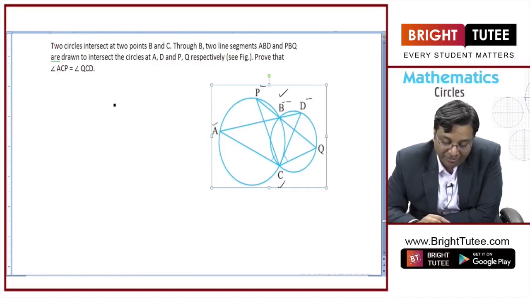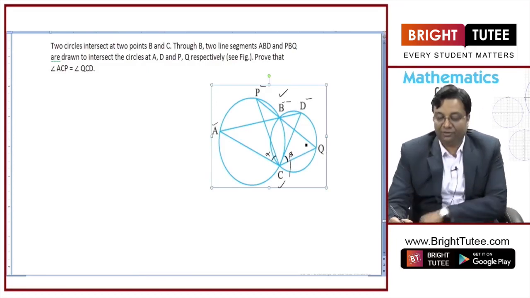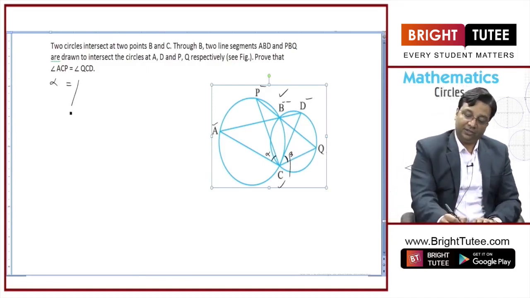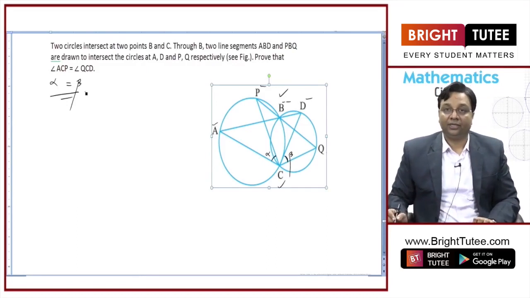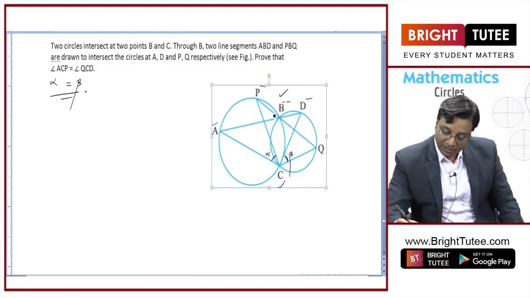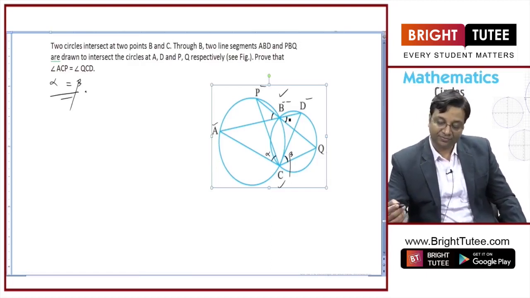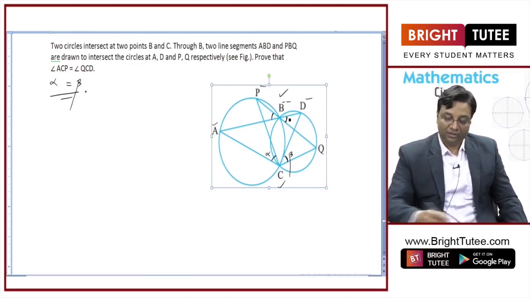Prove that angle ACP, let us focus on the angles which we need to prove as equal. Angle ACP, that is this angle. Let us say this is alpha and it should be equal to angle QCD. So this is beta. We have to prove that angle alpha is equal to angle beta, right? Now for a moment, just look at this figure and focus on these two angles. What can you say about these two angles? Are these equal or not?